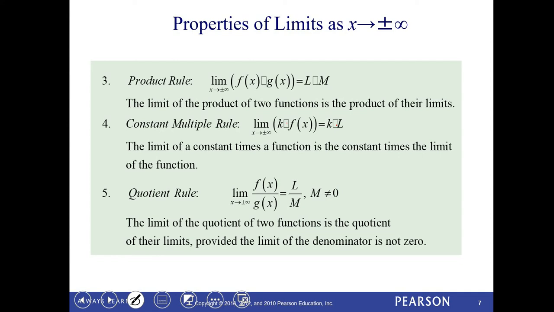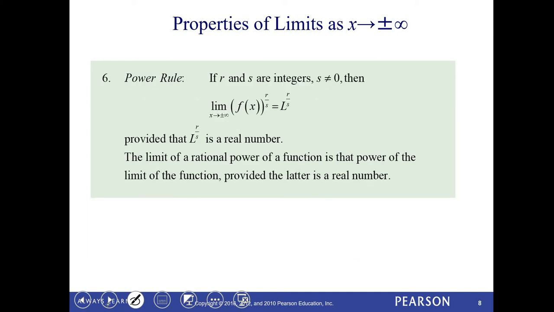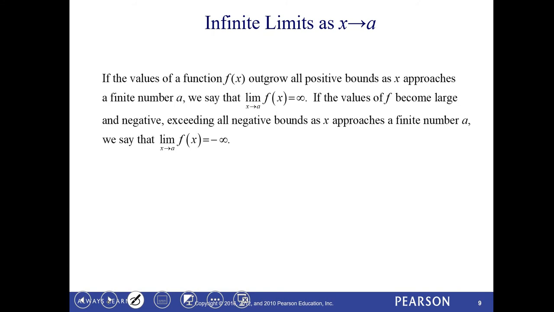Quotient rule: if we divide two functions, we can divide their limits as long as the limit of the denominator is not 0. And the power rule: the limit of a function raised to a power is the same as the limit raised to that power. So those are our properties.